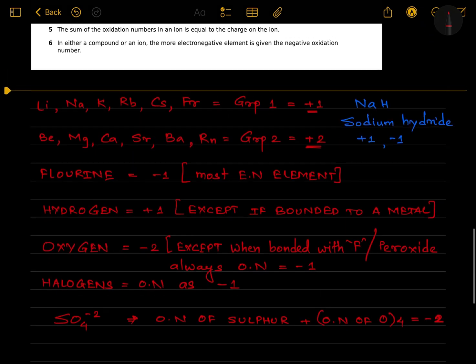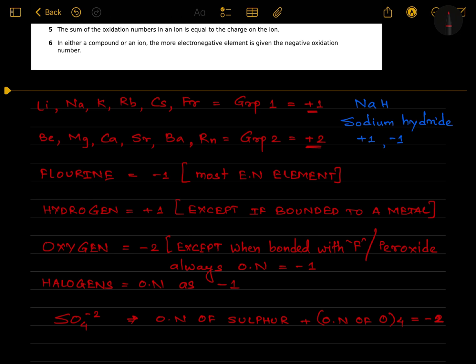We are talking about the fifth point. The fifth point says the sum of oxidation numbers in an ion is always equal to the charge over that ion. What does this mean? That if I have an ion of SO4 2-, the oxidation number of sulfur, because there is only one sulfur, I don't need to multiply it with anyone, plus the oxidation number of oxygen into 4. Why into 4? Because I have 4 oxygens.